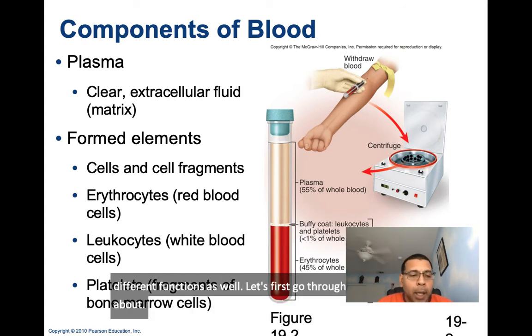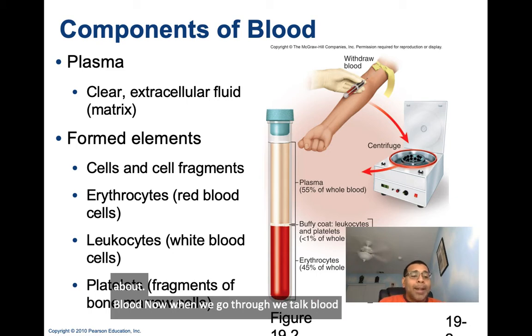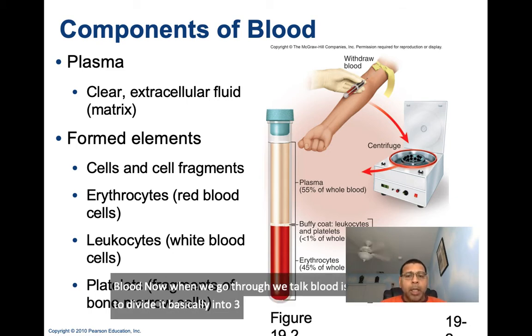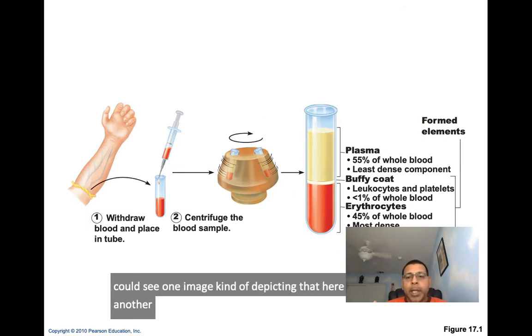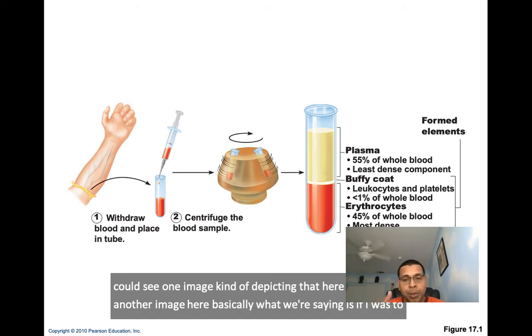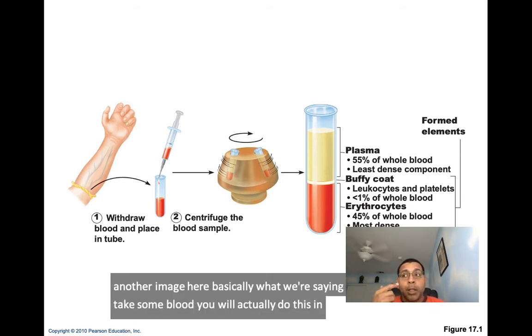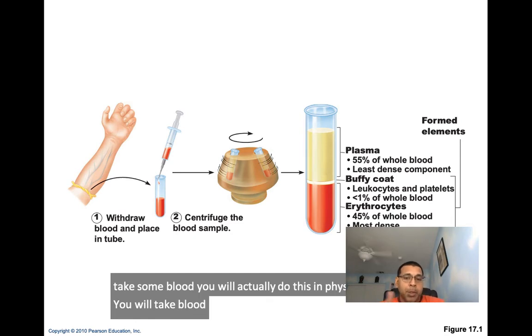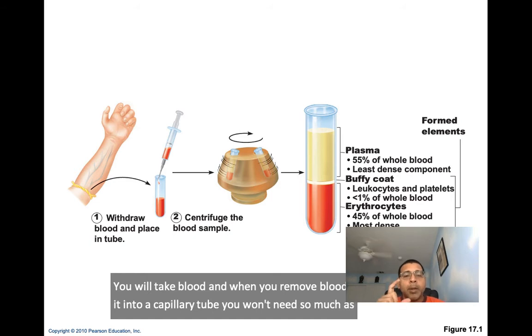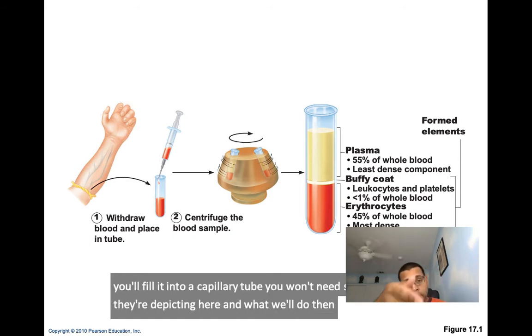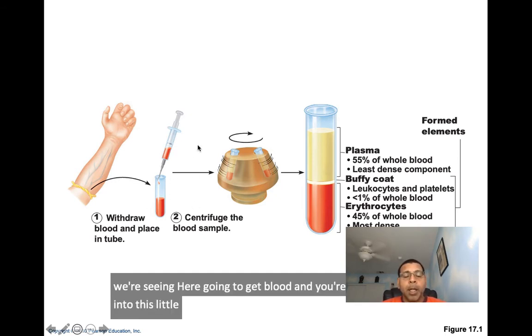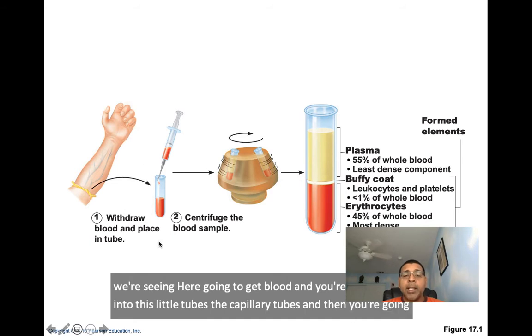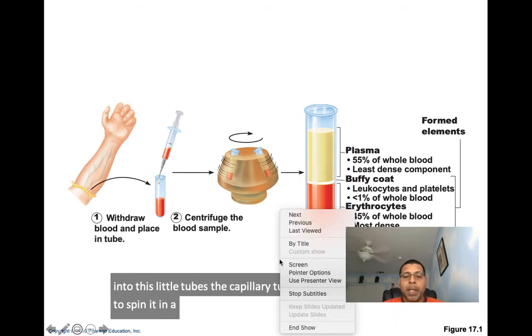Blood is going to get divided basically into three major components. Here we could see one image depicting that, and here we could see another image. If I was to take some blood, you will actually do this in physio. You'll remove blood from yourself and fill it into a capillary tube. You won't need as much as they're depicting here. Like we're seeing here, you put that blood into these little capillary tubes, and then you spin it in a centrifuge.